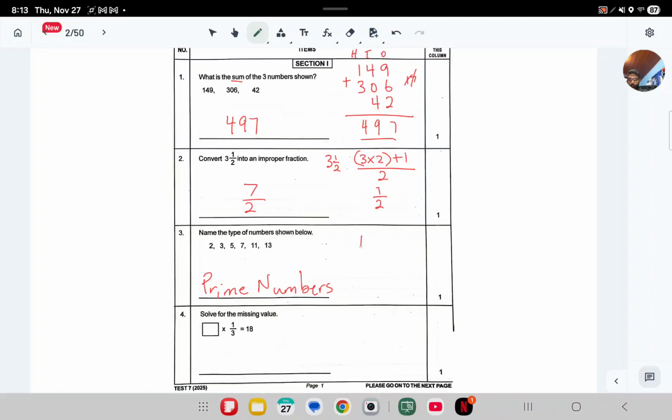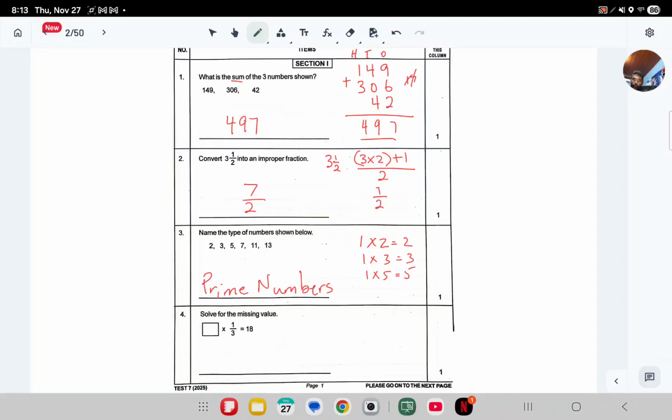So for example, the only way you can get 2 is 1 by 2. To get 3, the only way is 1 by 3. Same thing with the 5. The only way to get 5 is 1 multiplied by 5, and that will give you 5. So we know a prime number is one that only has 1 and itself as factors.